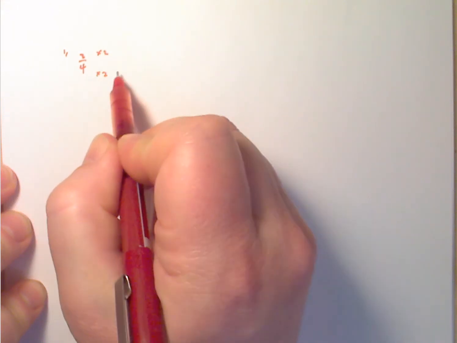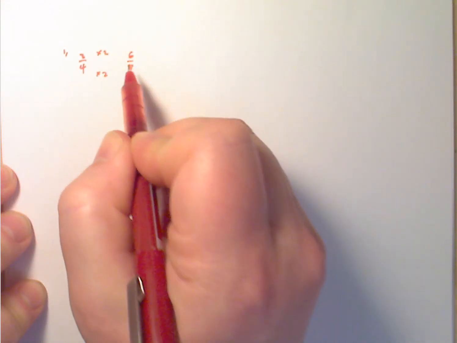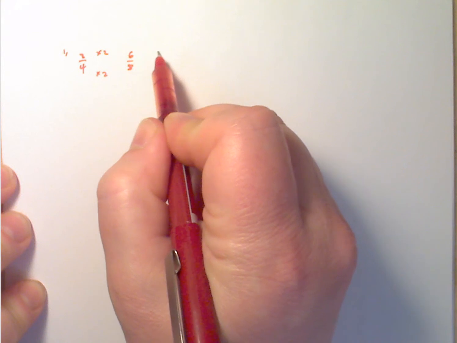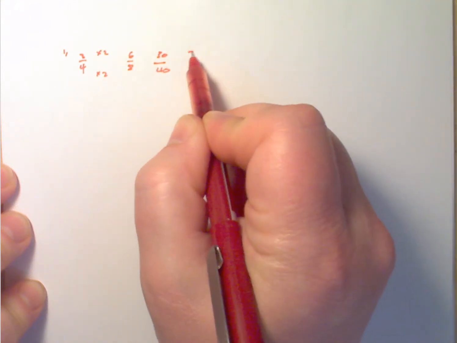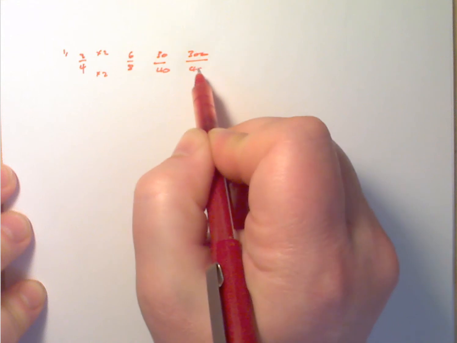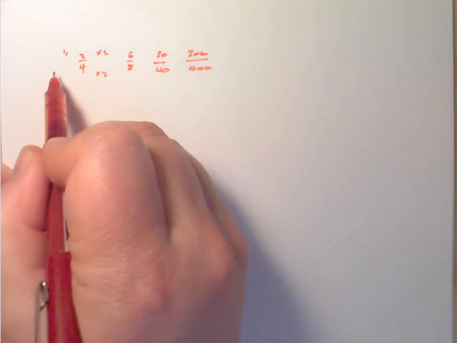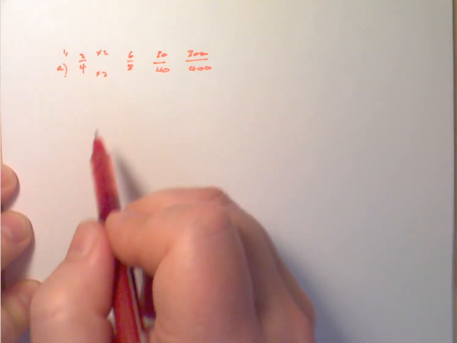So I can just times top and bottom by the same thing and get 6/8. I can times top and bottom by 10 and get 30/40. Times top and bottom by 100, get 300/400. As long as you multiply top and bottom by the same amount, you'll get 3 equivalent fractions.